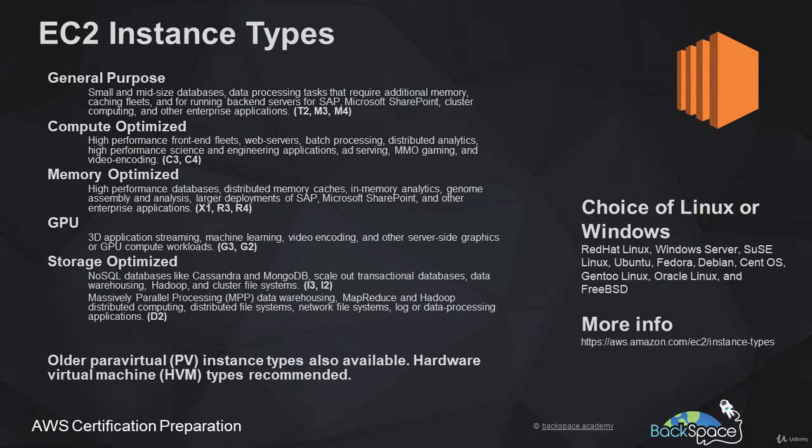That's not all of the EC2 instance types, but they're the ones that you would select for long-term support. The older Virtual Machine instance types are also available, but the Hardware Virtual Machine, HVM, types are recommended by AWS for long-term support. So when you're selecting an Amazon machine image, and we'll talk about that in a second, always make sure that you select an HVM type, because that's going to give you the latest EC2 instance types. On your EC2 instance, you can have a choice of Linux or Windows and all of the variants around that.